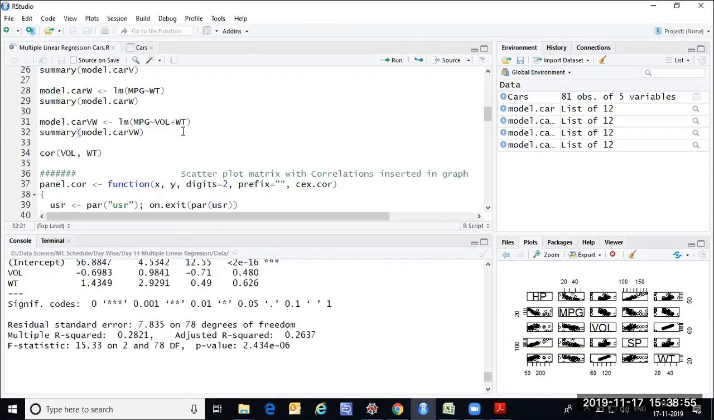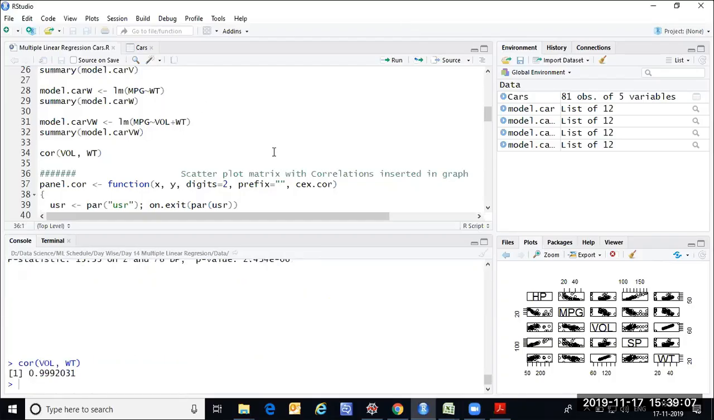So deleting the data should not be an option for you. Let's see how these two are related. Let's draw the correlation between these two, only volume and weight. Very highly correlated, that we already saw, 99.9.